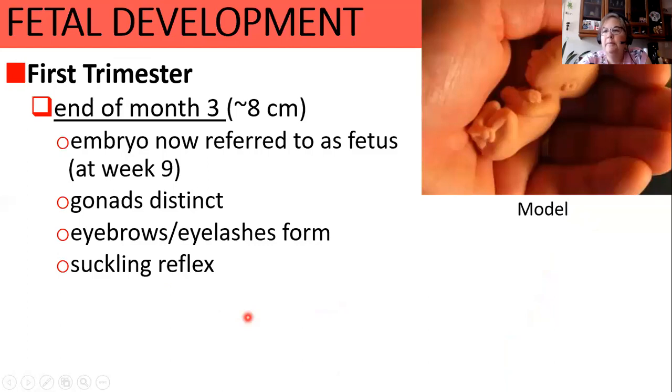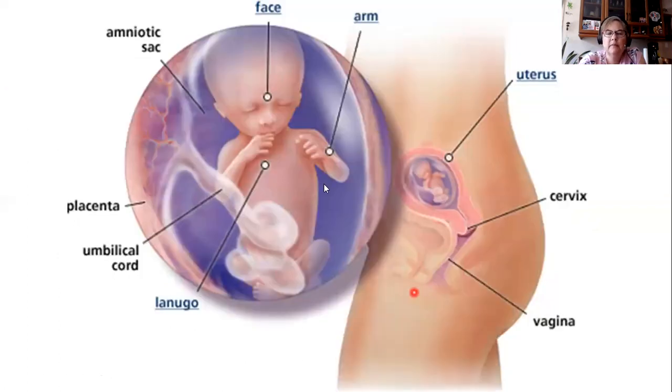All right, first trimester, so there's a little model of what it would look like at the end of the first trimester. By week 9, embryo is referred to as a fetus. Gonads are distinct, so male or female. Eyebrows and eyelashes are forming here, and a suckling reflex. So suckling reflex is really important because that's how baby is going to be nourished, so that suckling reflex is practicing for that nourishment, okay?